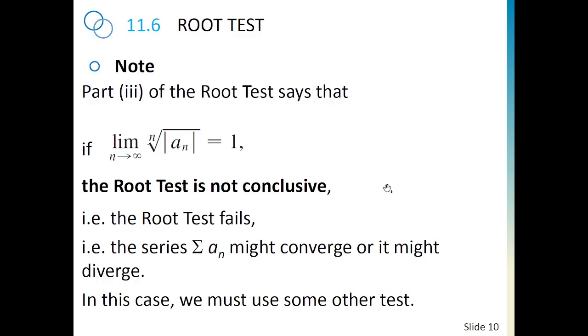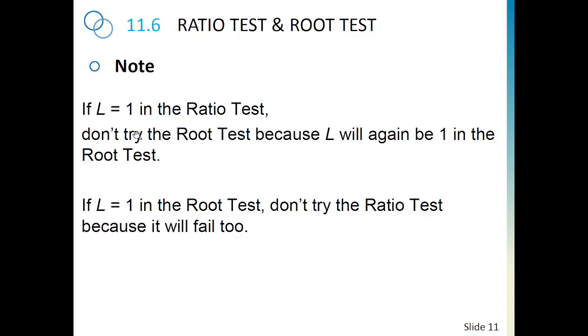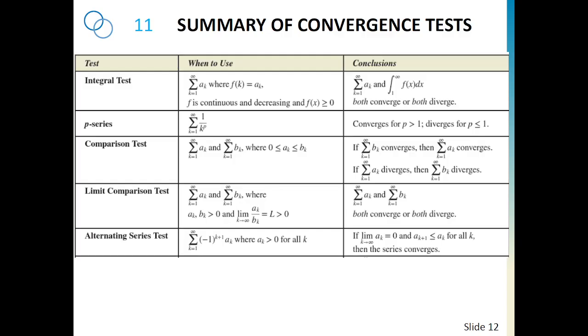So what is important to realize is if the limit in the ratio test is 1, there's no need to try the root test, the limit will still be 1. And also, if the limit in the root test is 1, no need to try the ratio test, it will not work, again the limit will be 1. So these two tests are a little bit related. They have similar conclusion steps.